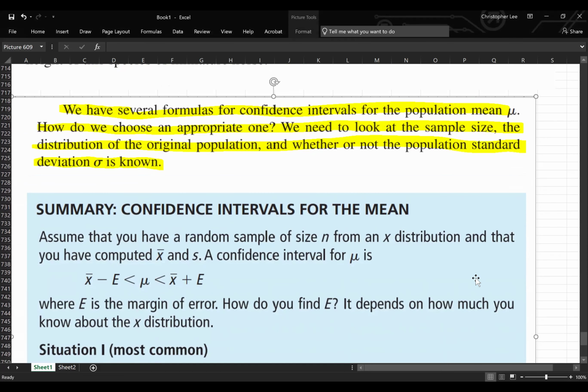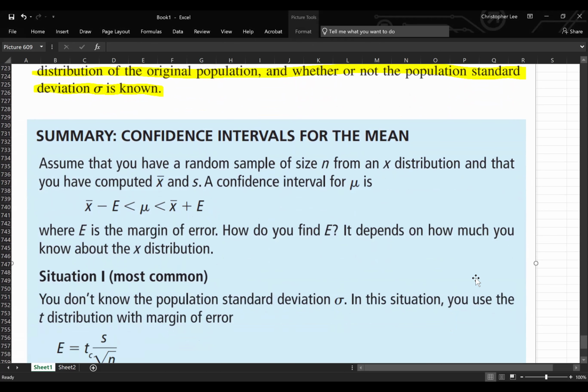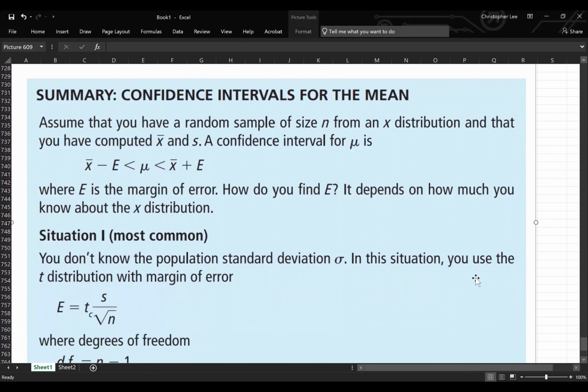So we have several formulas for confidence intervals for the population mean mu. How do we choose an appropriate one? We need to look at the sample size, the distribution of the original population, and whether or not the population standard deviation sigma is known. This is the summary for confidence intervals for the mean.